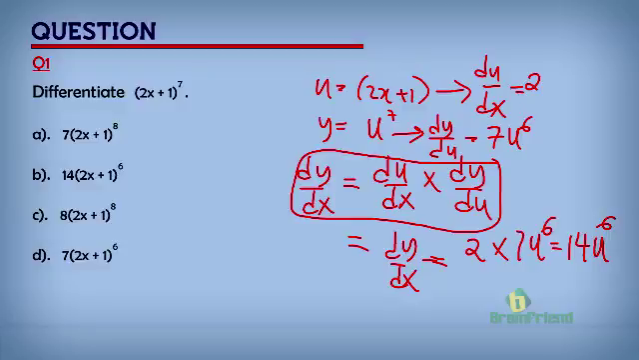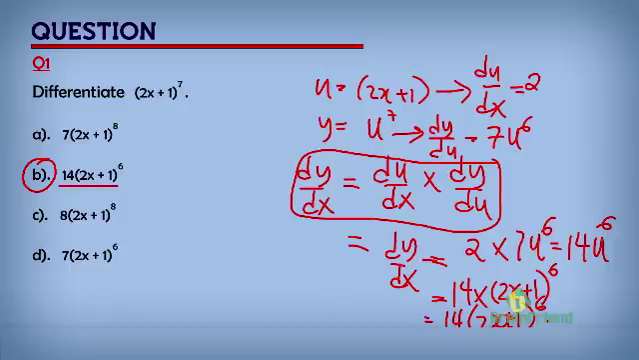So we'll quickly plug in our original value of u back into our answer to get our correct answer. And that would be 14 times u, which is 2x plus 1, all raised to the power 6. And that is 14 all in bracket 2x plus 1 all raised to the power 6. Of course, B is our correct option. And that's our answer. Let's take a look at our second question.